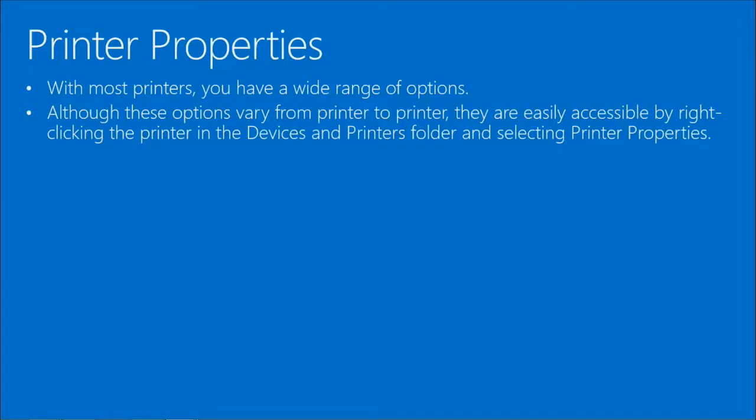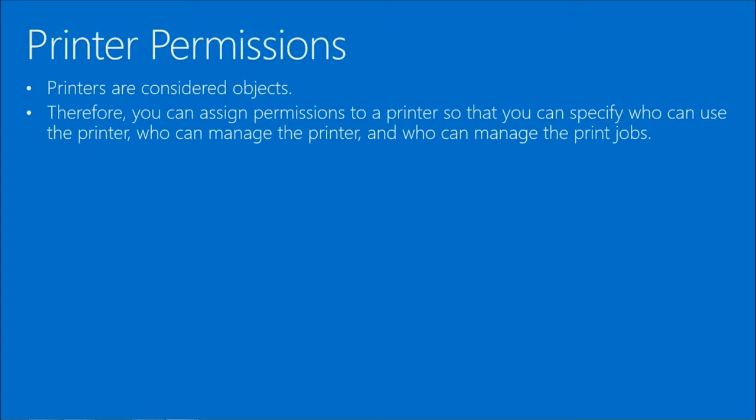Printer properties. Again, objects have properties, a wide range of options, a lot of times print options, what paper type you are going to use, layout of the paper. These are associated with the printer driver. And again, different printers will have different functionality. Typically, newer printers have additional functionality than older printers. Printer permissions, which you've dealt with: who can use the printer, who can manage the printer, who can manage print jobs in the print queue.